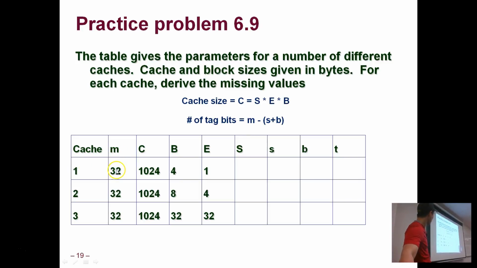Cache number 1 has 32 address bits. The size of the cache is 1,024 bytes. The number of bytes in a block is 4, and then the number of lines in a set is 1. Find the number of sets. So if the cache is 1,024, the sets are unknown, E is 1, and B is 4, well then the number of sets is 1024 divided by 4. 256. It's 256.